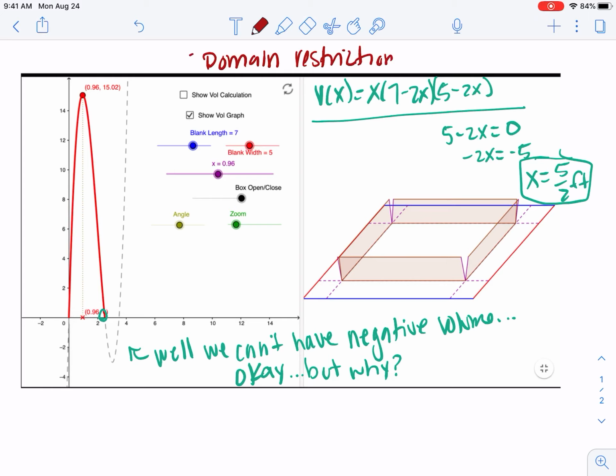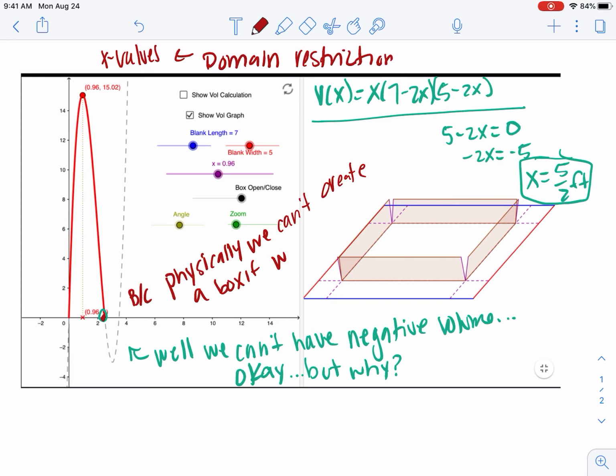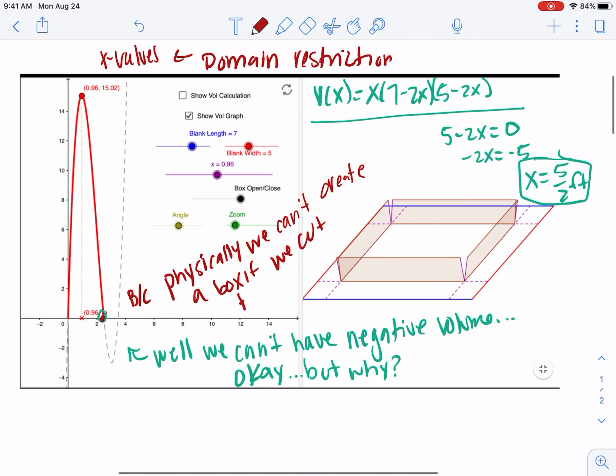Because domain is your x values. And it ends here because physically we can't create a box if we cut the entire side off. So that was just a quick little review and some other information from the open top box problem that we did today in class.